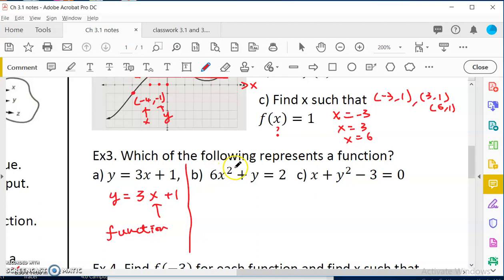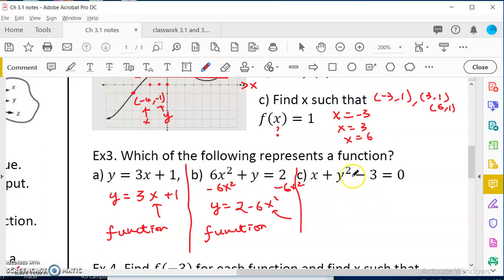B, 6x squared plus y equal to 2. So let's solve for y. So I subtract 6x squared on both sides. So y is equal to 2 minus 6x squared. So again, if I plug in my x, sometimes I have 1, I have 2. Do I get multiple y? No, I only get one y. I use a formula to calculate y. So if you have a formula that is y equal to something, you're almost certain that you get a function. So it is a function.